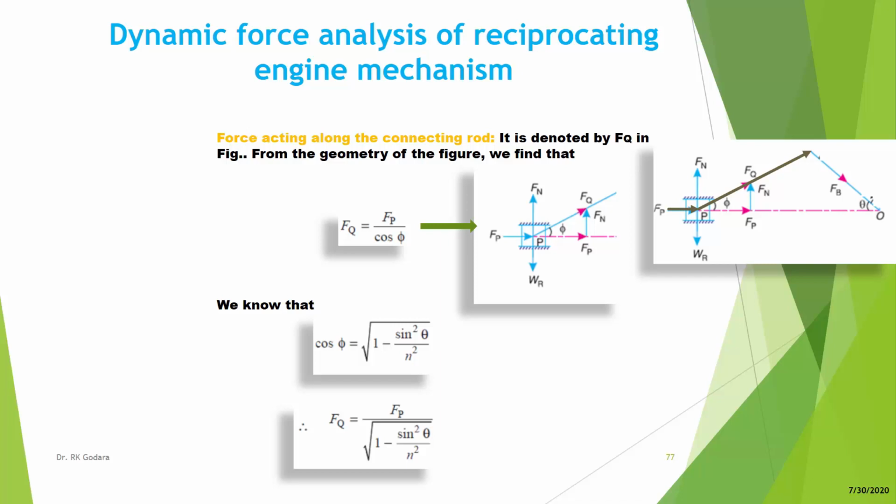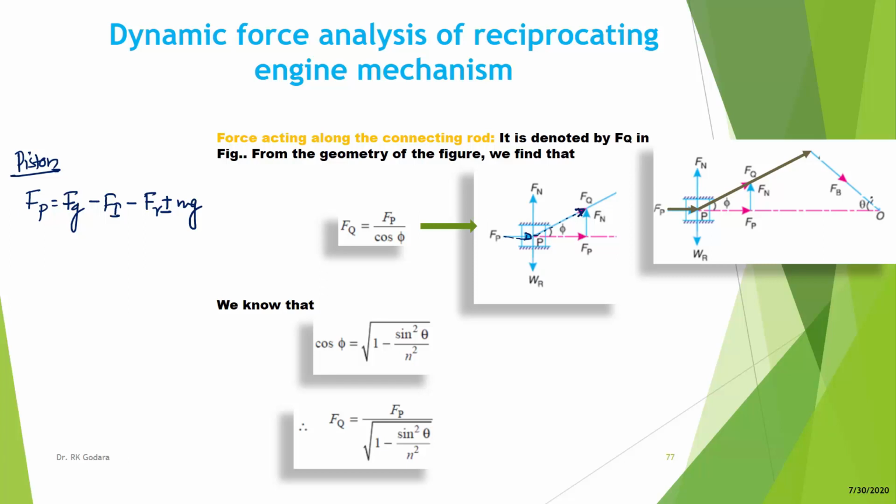In the last class we discussed that the piston effort is the force applied by the gases minus inertia force minus frictional force plus or minus mg. This is the expression for piston effort, and this force is acting along the line of stroke. Now we want to find out the force acting along the connecting rod. Let's say this is the piston effort FP, and it is exerting a force on the connecting rod. Let's say that force is FQ.